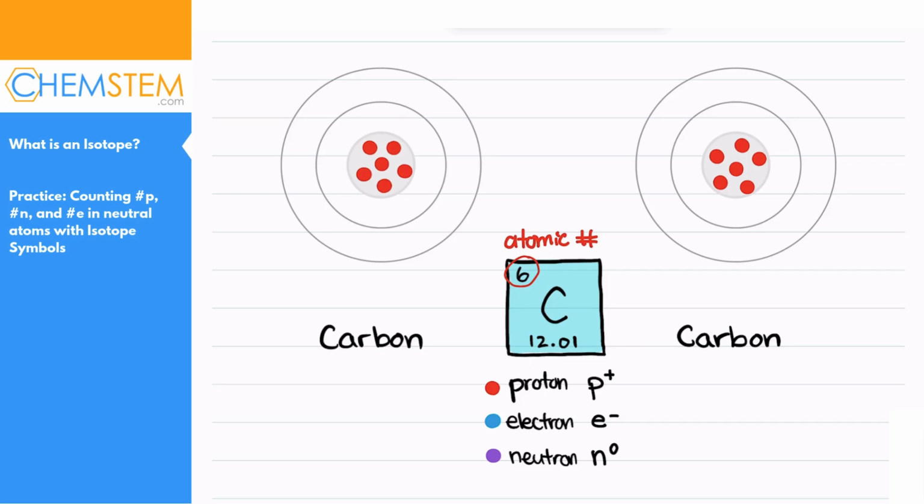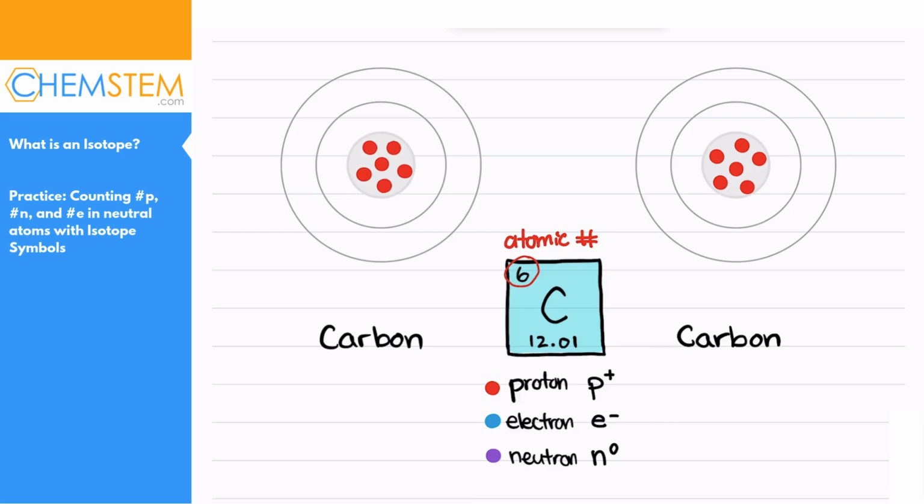We're going to make both of these carbon atoms neutral, which means that the number of protons and the number of electrons are going to be equal. The opposite of positive charges is the negative charges. So currently we have a positive 6 charge for each carbon atom. But if we want to make this neutral, how most atoms are just floating around in life, then we are going to have to add 6 electrons to each.